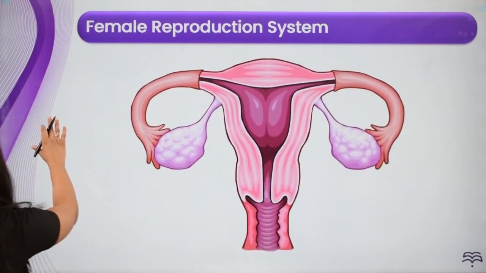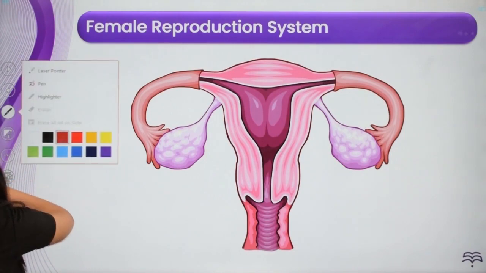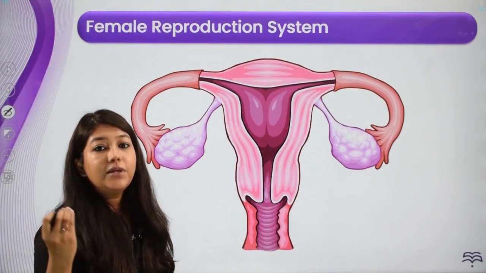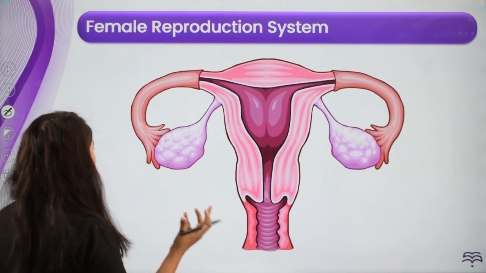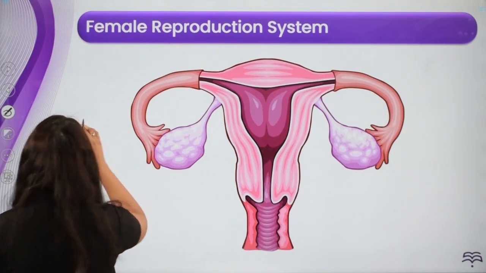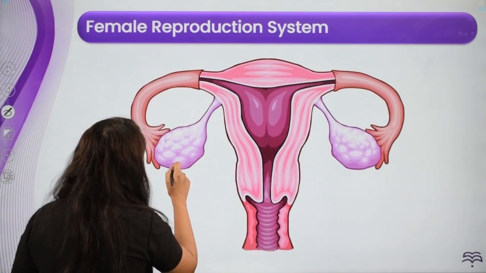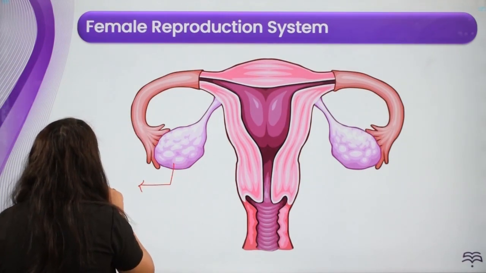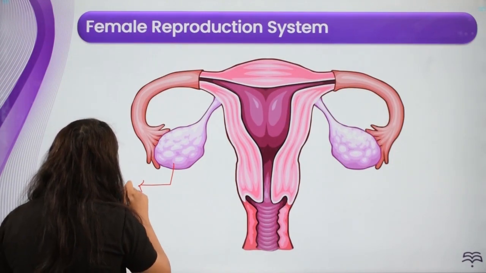See here, this is in front of you. This is a very beautiful female reproductive system. If we are going to label the important parts of the female reproductive system, what are they going to be? The first one here, which you all can clearly see, is the ovary.